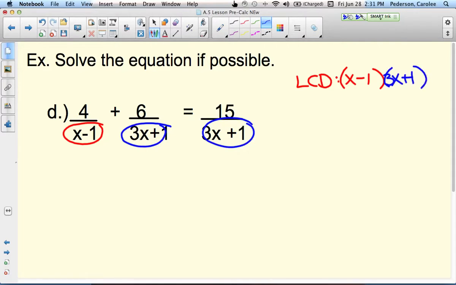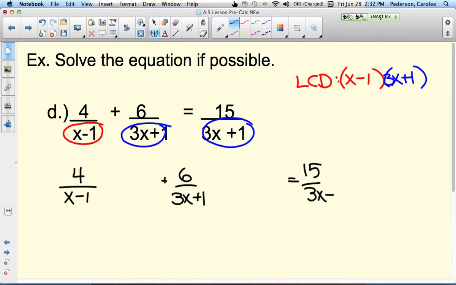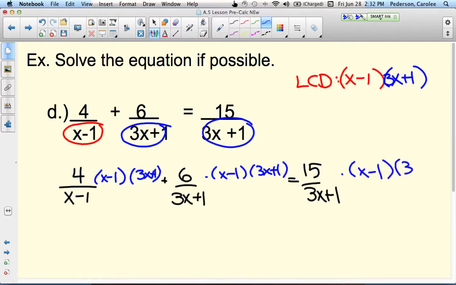So I need to multiply all three fractions by that LCD. So I'm just going to rewrite this equation again. So 4 over x minus 1, I'm going to leave some space, plus 6 over 3x plus 1, leave some space, and then 15 over 3x plus 1. Now we multiply all three fractions by the LCD. So we have x minus 1 times 3x plus 1, x minus 1, 3x plus 1, x minus 1, 3x plus 1.